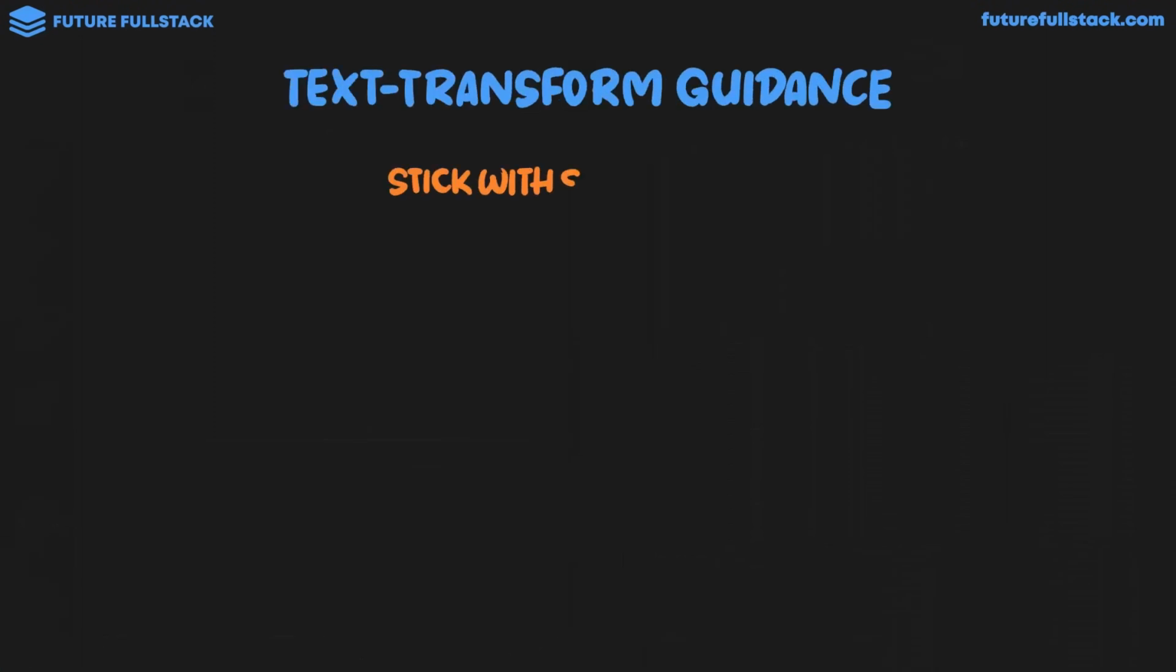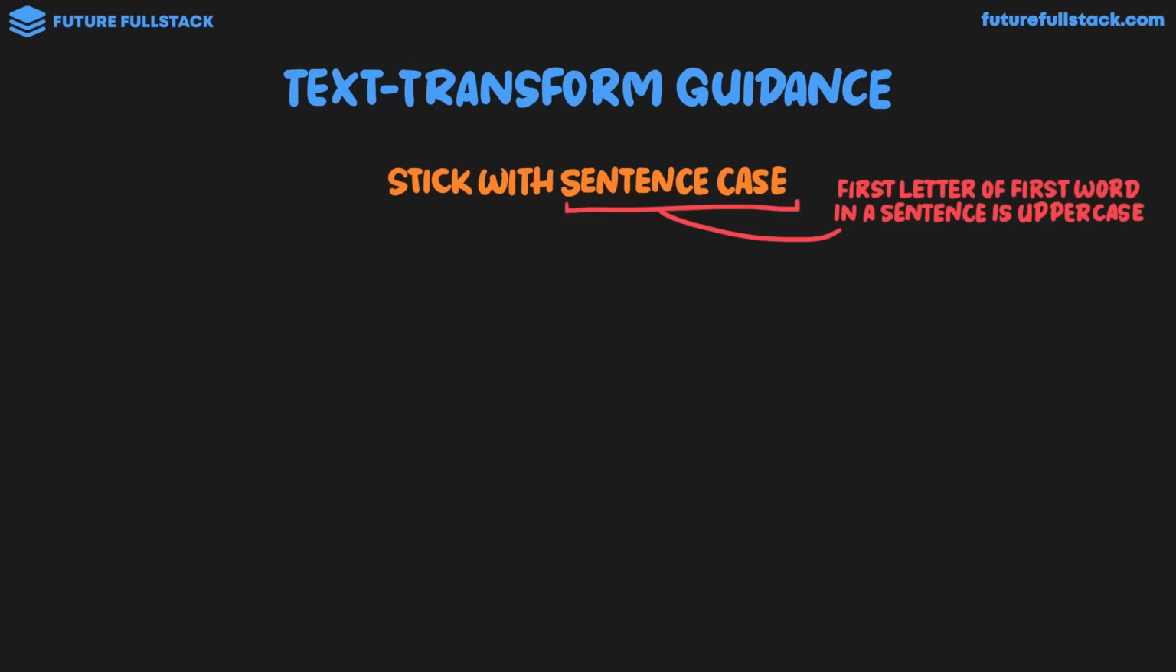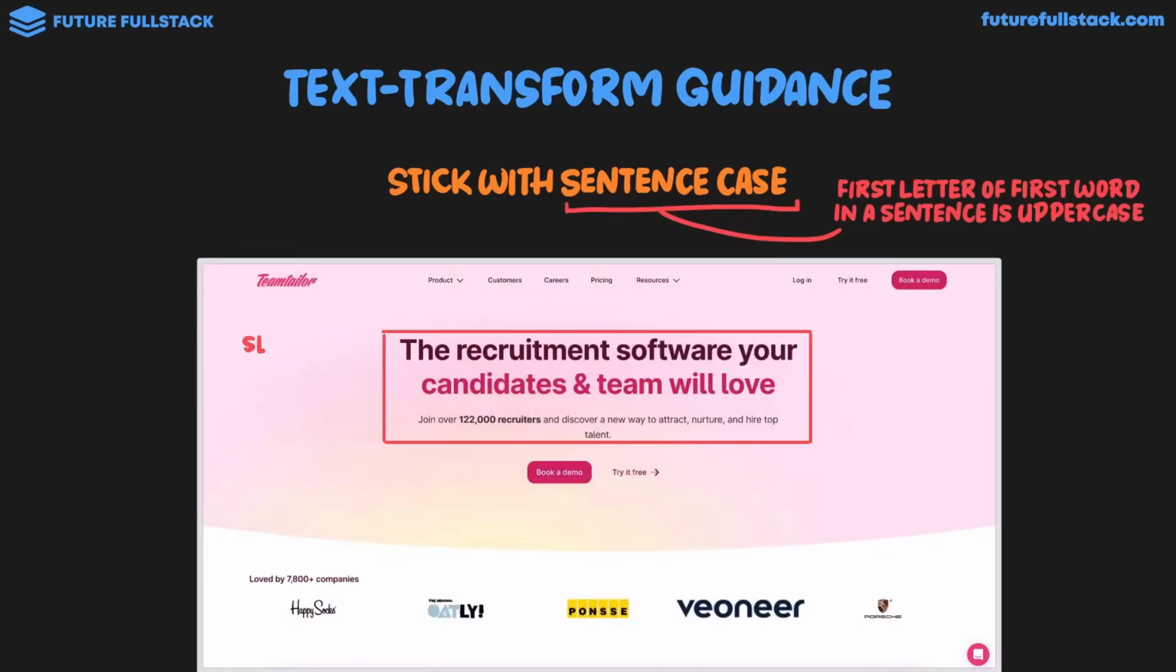It's best to stick with sentence case. Sentence case means the first letter of the first word in a sentence is uppercase. So this is just achieved by typing it that way in your HTML, instead of applying the text transform property. In this example, you can see sentence case being used for both the heading and paragraph, where the first letter of the first word in a sentence is capitalized. The T in the, for the recruitment software your candidates and team will love, and the J in join, where the rest of the letters in the paragraph are all lowercase.